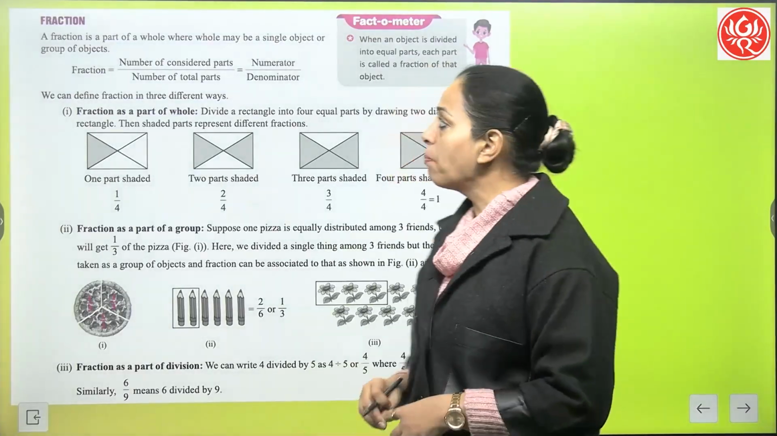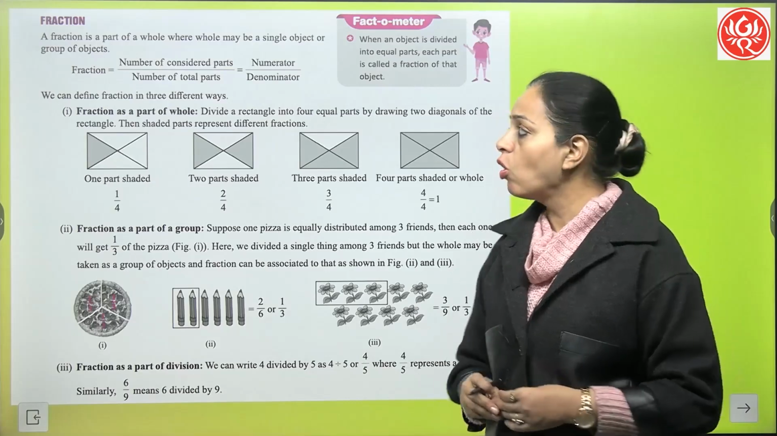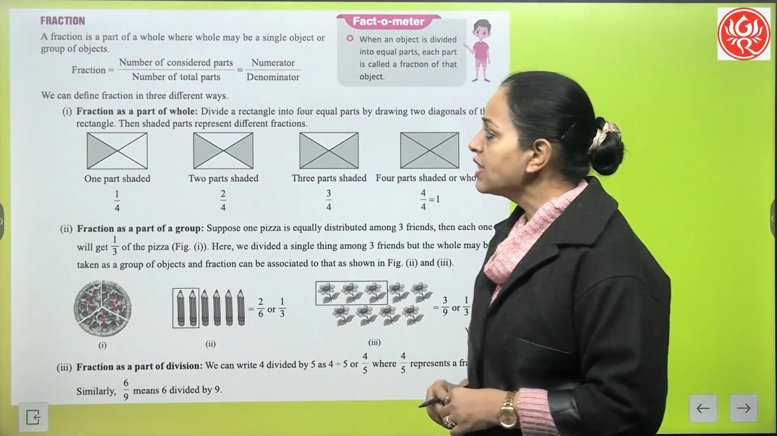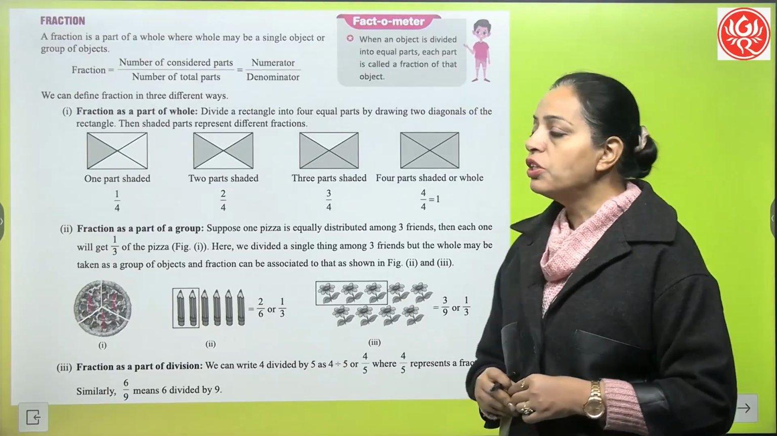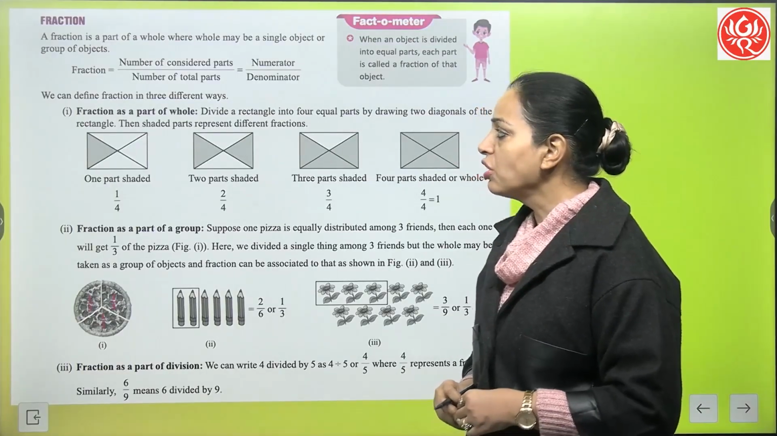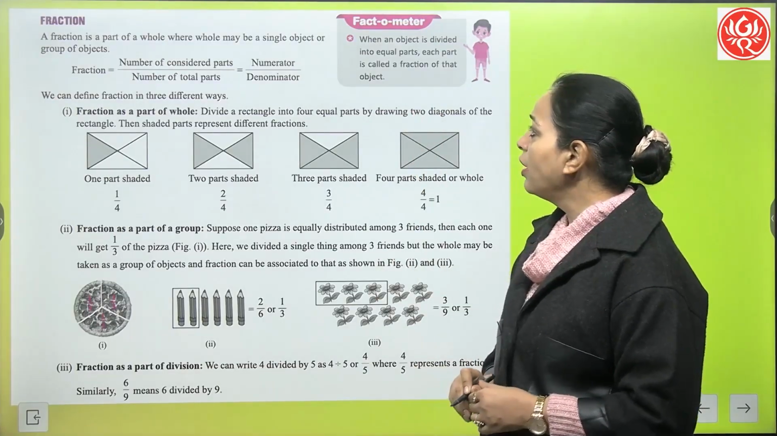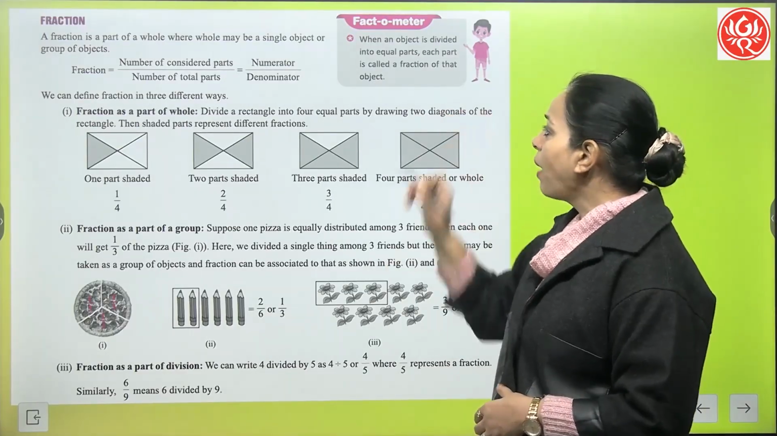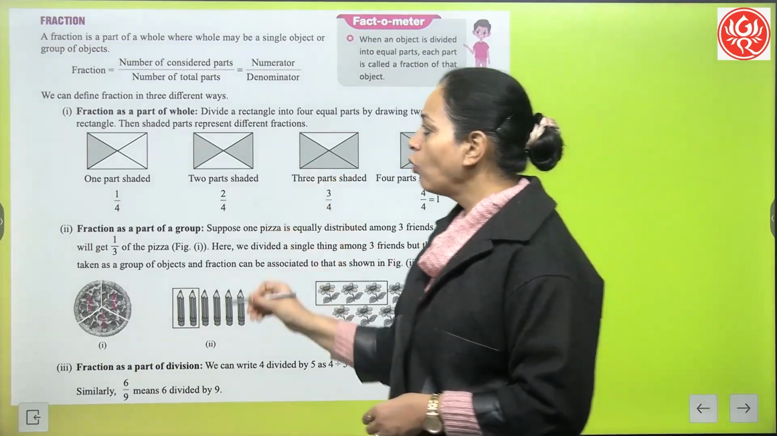A fraction is a part of a whole, where whole may be a single object or group of objects. So, fraction equals number of considered parts upon number of total parts. That is equal to numerator upon denominator. So, we can define fraction in 3 different ways. Okay, here one factometer is given. When an object is divided into equal parts, each part is called a fraction of that object. So now how can we define it?